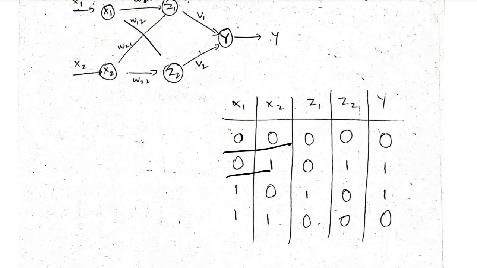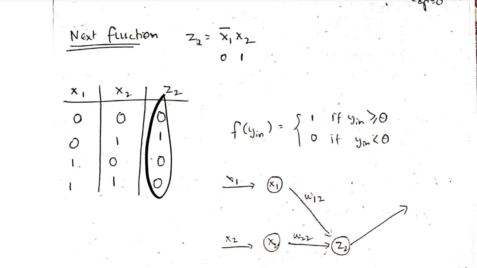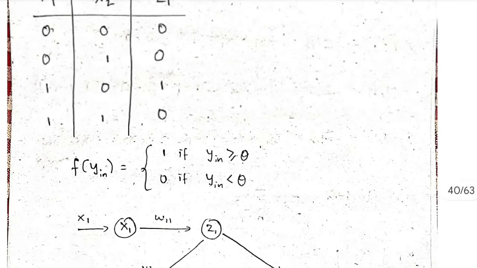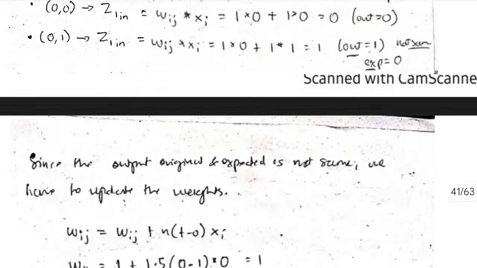When it is 0 0, 0 1, 1 0 and 1 1, the corresponding z values which I was writing in the previous cases for z1 and z2, means the tables I'm referring to are these tables. Z2 values were given here, this I'll copy paste there, and z1 values also I'll copy paste in the same way. Z2, z1 values, this also I'll copy paste.